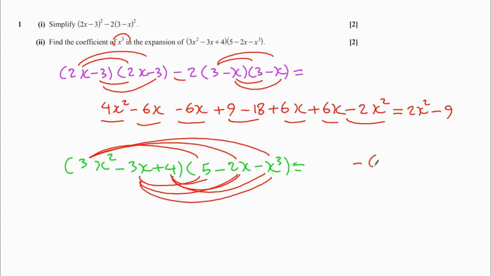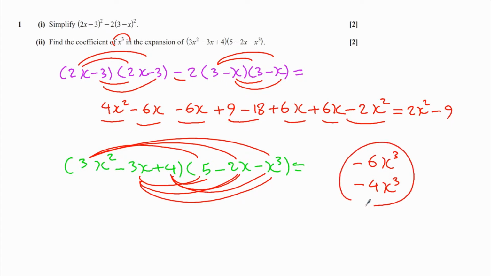So this would be minus 6x³. 3x² times x³ again would not give me x³. Now I'm coming to minus 3x. Minus 3x times 5 would not be x³. Times 2x would be x², which is not x³. Times x³ would be x to the power of 4, which is again not x³. Then 4 times 5 would not have any x³. 4 times 2x, again no x³ there. And 4 times minus x³ would be minus 4x³.